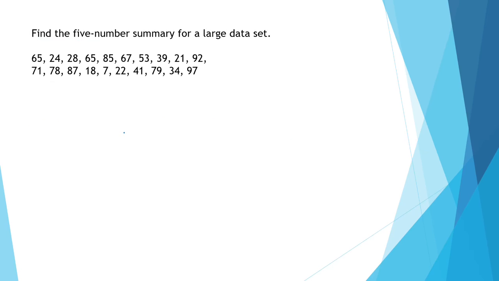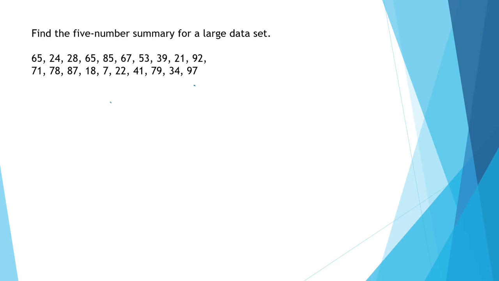In some situations, we might have a data set that has many values in it, and it will be unreasonable to do the calculations by hand. For this example, I'm going to find the 5-number summary using technology. In real life, statisticians use technology to calculate the 5-number summary. They rarely do the work by hand. So let's do the problem using technology.